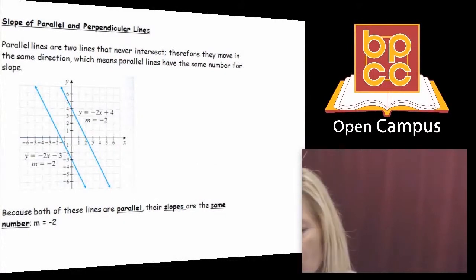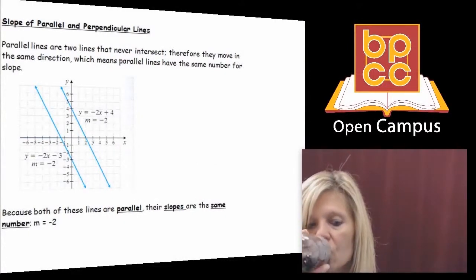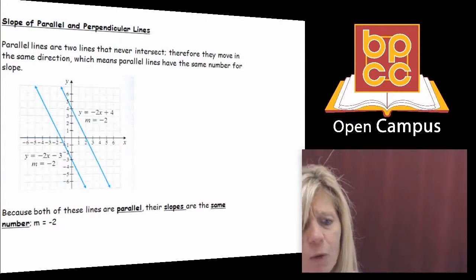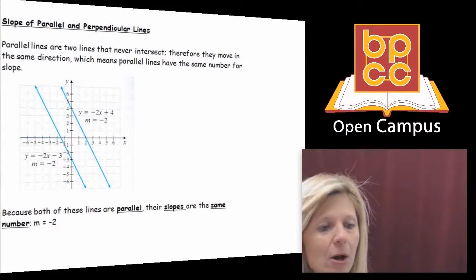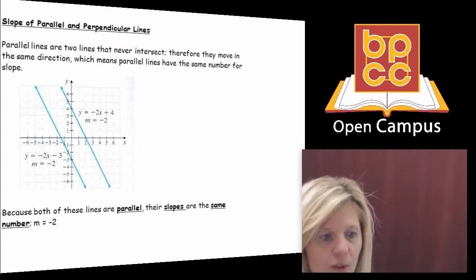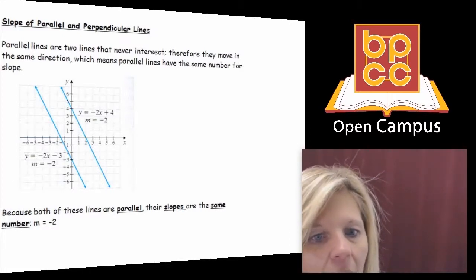We're going to talk about these two words, parallel and perpendicular. And you've heard of that before in a geometry class. Look up here at my picture. Parallel means the two lines are never going to touch. They're never going to intersect.